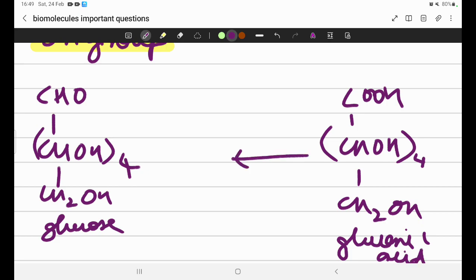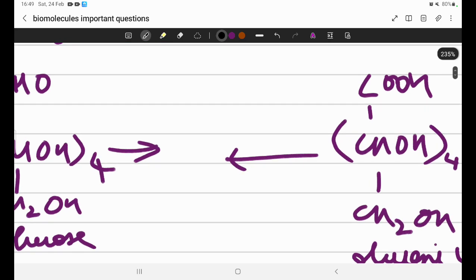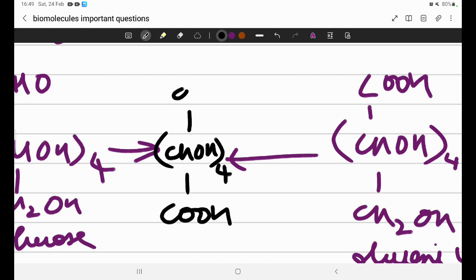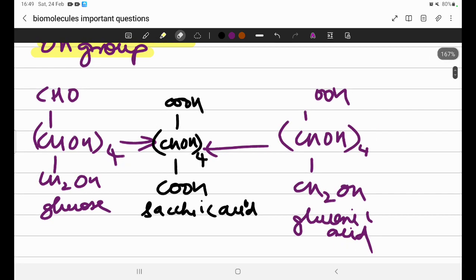When I oxidize it, it's too big, okay, it's fine. When I oxidize it, I'm going to get the same thing, but I'll get COOH on both sides. COOH. This is called saccharic acid. So here we have glucose, just oxidize it. You need to oxidize it, and if you oxidize it, you'll get this.